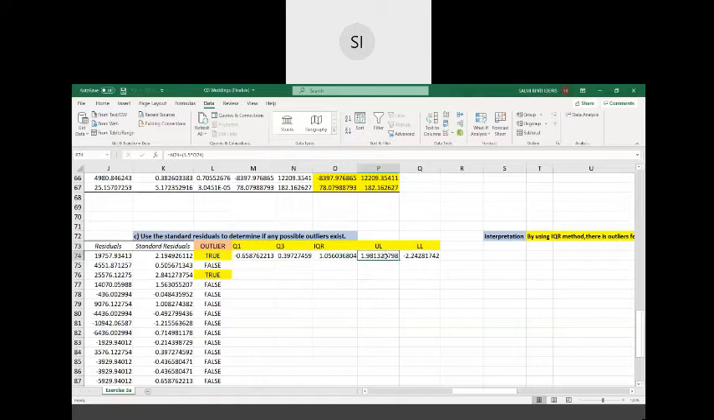Kalau UL kita ambil daripada Q3 dan kita tambahkan dengan formula dia 1.5 kali dengan IQR. Dan untuk lower limit pun kita ambil daripada Q1 dan kita tolakkan dengan 1.5 kali dengan IQR. Jadi dekat sini kita boleh tahulah ya, standard residual ni lagi besar daripada upper limit and lower limit.